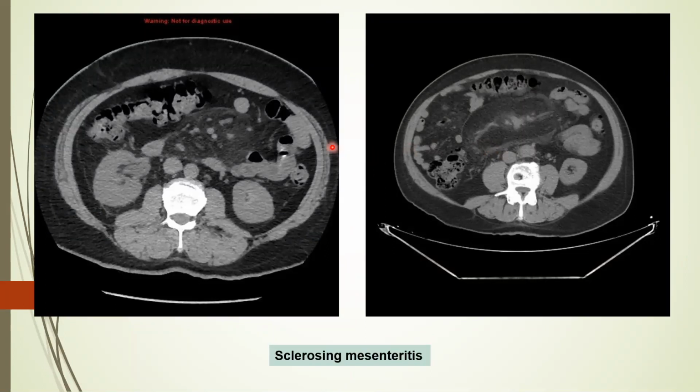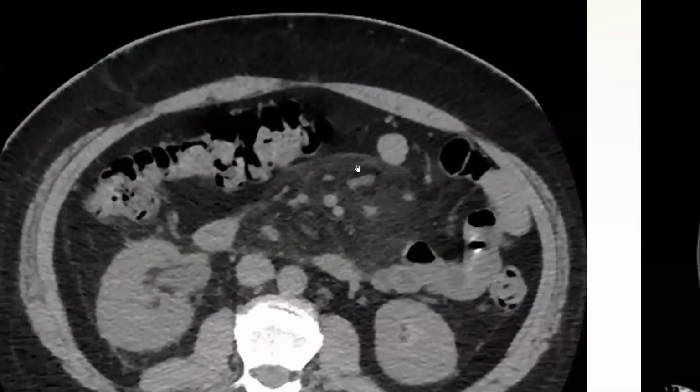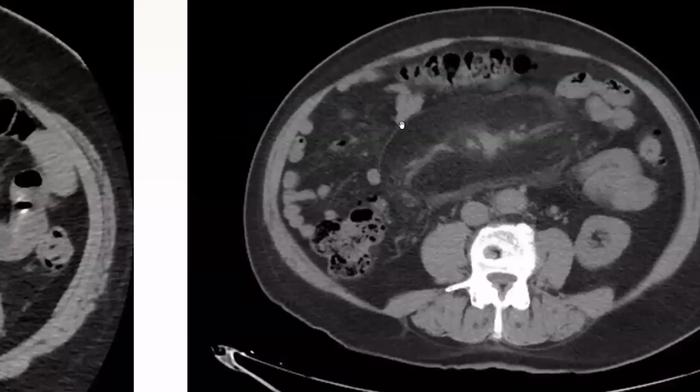In this case of sclerosing mesenteritis, we see the fat halo sign, this one, preservation of fat around mesenteric vessels. Here, it is not possible to see the fat halo sign.